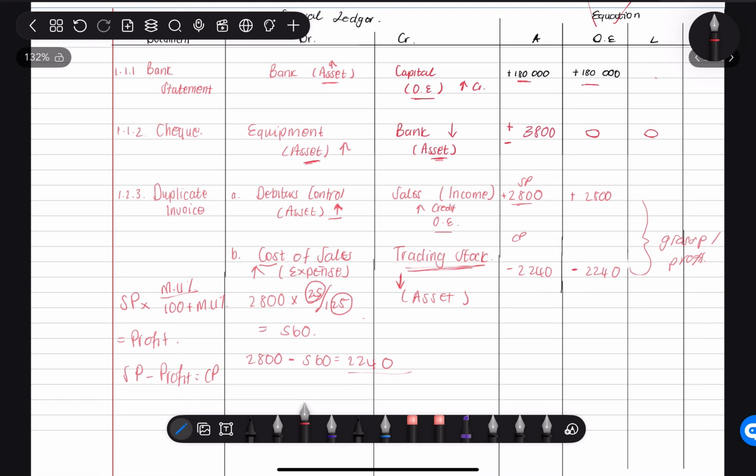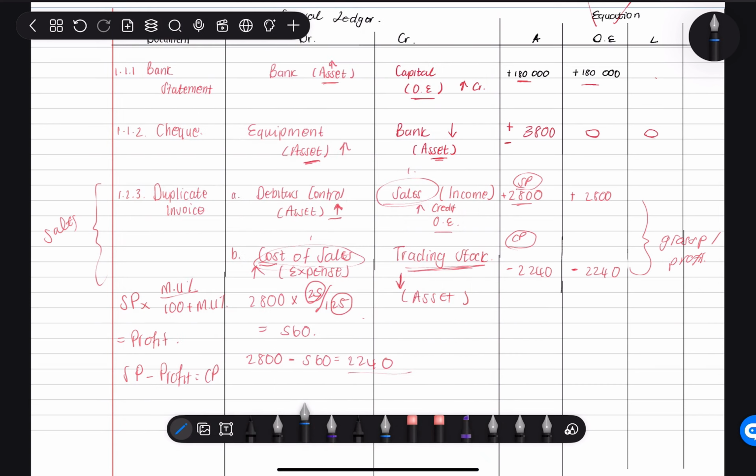Tell me this makes sense. So this is the only tricky one, which is sales. Whenever you get a sale transaction, you'll always have two parts. You'll have your sale first part and your cost of sale. How much is your selling price and how much is your cost price? Always two transactions.